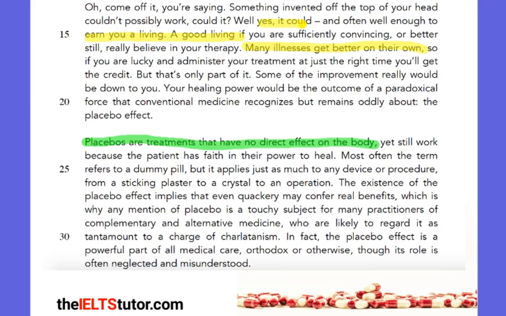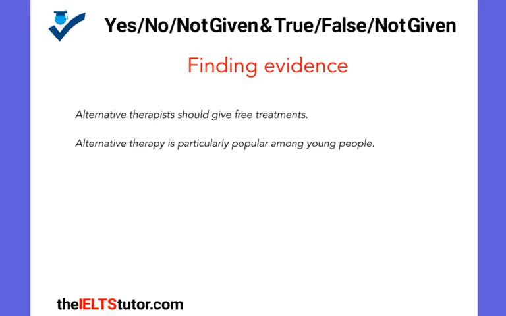And he also says some of the improvement really would be down to you. So it is not dishonest to claim that alternative therapy can help cure patients. It does help. Okay, based on the writer's references here, he's referring to illnesses that get better on their own, and some of the improvement really is up to you. So the answer here would be no. It is not dishonest to claim, because it is true that you can get well from alternative therapy.